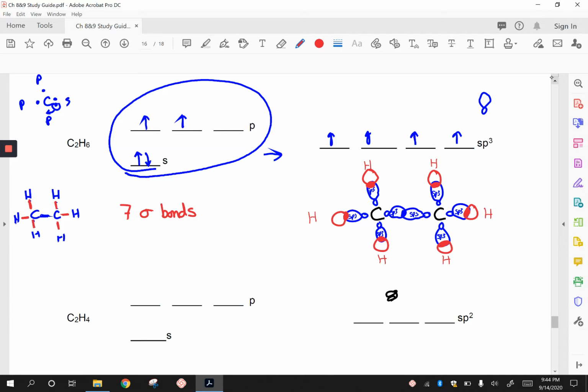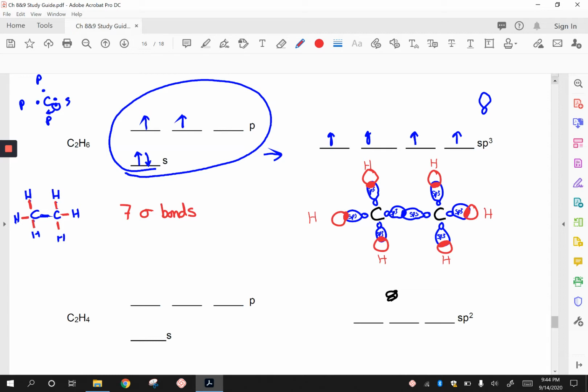Now, if we did not draw this with the overlap, you don't actually need to look at this diagram. If you just look at this, any single bonds are always going to be sigma bonds. Any first connection between any 2 atoms is always going to be a sigma bond. So any of those single bonds are sigma bonds, and there's 7 of them, so that's 7 sigma bonds.